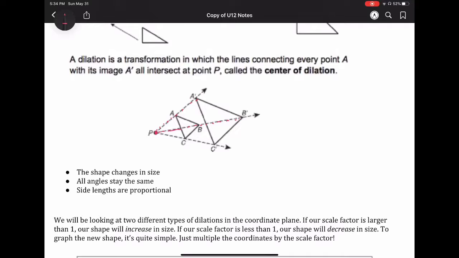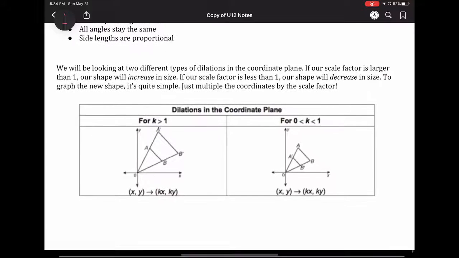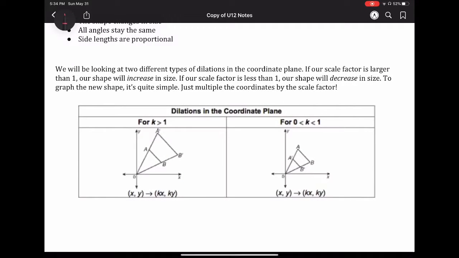Three main points you need to know: the shape changes in size, all angles stay the same, and side lengths are proportional. We will be looking at two different types of dilations in the coordinate plane. If our scale factor k is larger than 1, our shape will increase in size. If our scale factor is less than 1, our shape will decrease in size.